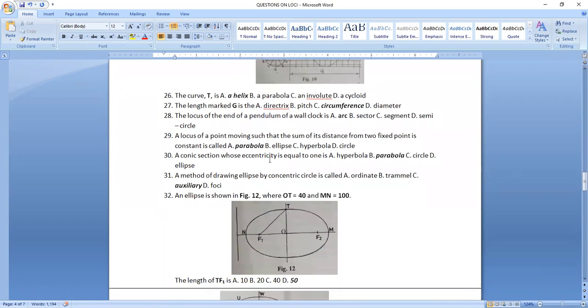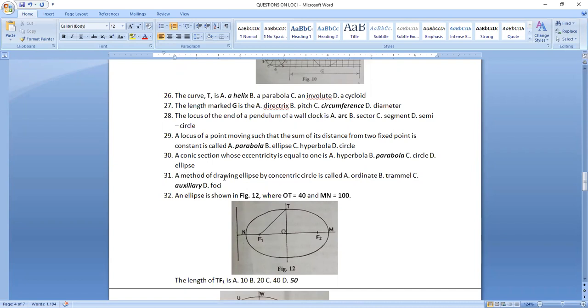Then question 28. The locus of the end of a pendulum of a wall clock is an arc. So you just visualize how it moves. Then a locus of a point moving such that the sum of the distance from two fixed points is constant is called a parabola. And question 30, a conic section whose eccentricity is equal to 1 is also a parabola.